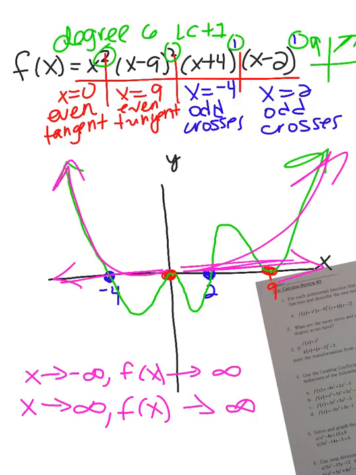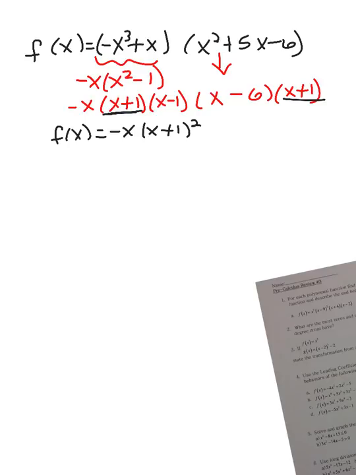Okay, so let's take a look at b. For b, it is not in factored form, so I have to get it in factored form. For the first parentheses here, there's a GCF and it's negative x times x squared minus 1. And then I can factor that again, it's a difference of squares, so it's x times x plus 1 times x minus 1. And then this here factors and becomes x minus 6 and x plus 1. So we have f of x is equal to negative x times x plus 1 squared, x minus 1, and x minus 6.